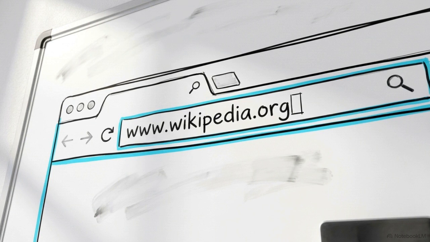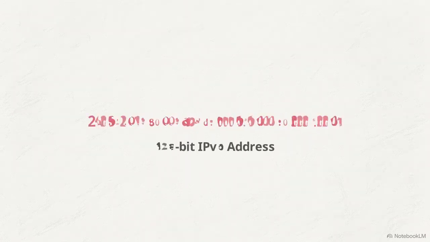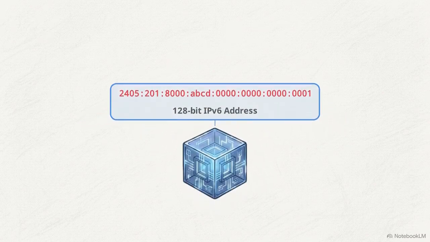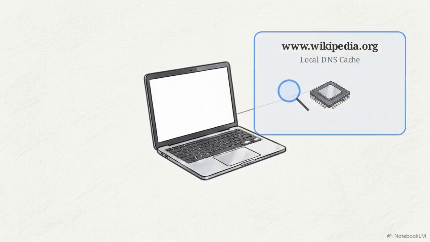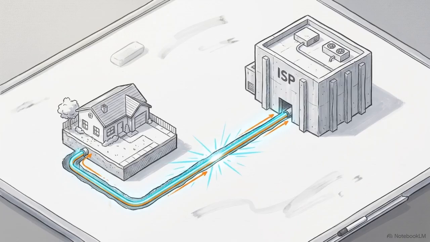The first problem is translation. Computers cannot navigate using human language like wikipedia.org. They route data mathematically, requiring numerical coordinates known as IP addresses, either a 32-bit IPv4 address or a massive 128-bit IPv6 address. Your browser checks its local memory to see if it already knows Wikipedia's number. When it finds nothing, it sends a query outward to your internet service provider's DNS resolver.